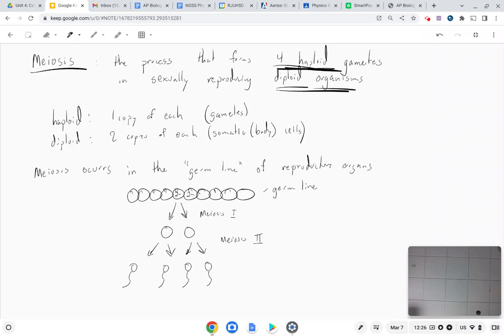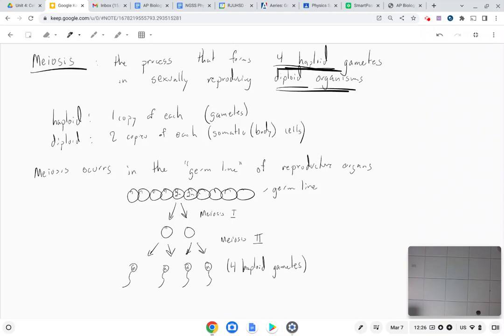And so don't forget, you guys, to add N, the letter N, inside of these. What that denotes is that these are 1N, which means that they are haploid. They only have 1 copy of each chromosome. So this is 4 haploid gametes. That's the product of meiosis.